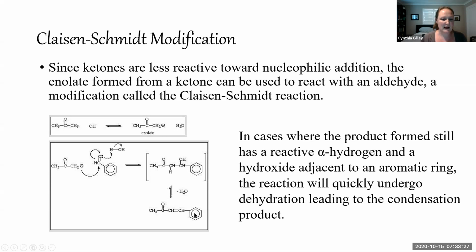So when there's an aromatic ring here, it's hard to control the reaction to stop at the aldol addition product. It often spontaneously loses water to get the condensation product. That's not going to happen in the video that you're going to watch because the alkyl group here is an isopropyl group, not an aromatic ring.